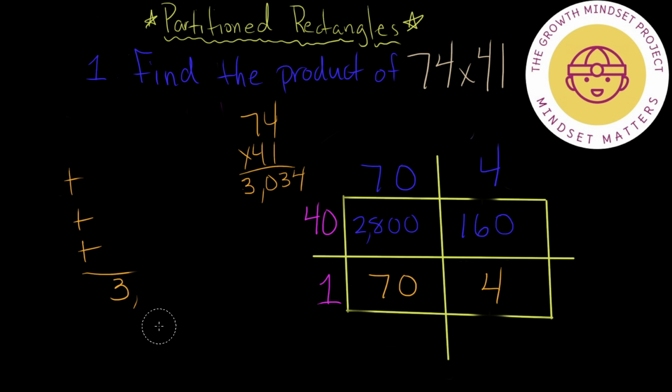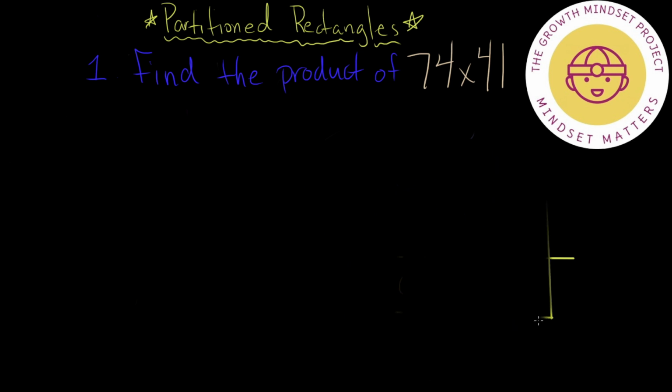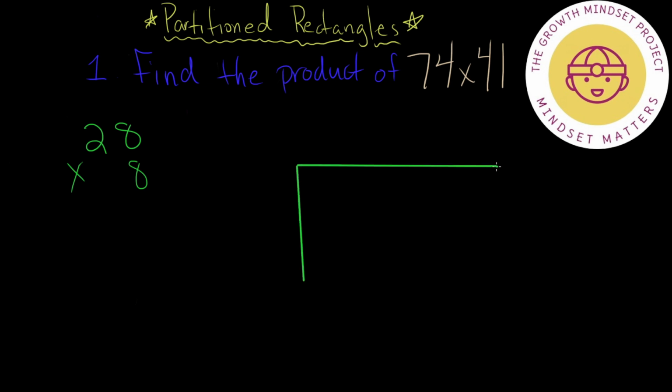Let's do one last one just to double check. Let's go back to a 2-digit by a 1-digit. Let's go back to that. We will do 28 times 8. 28 times 8. No problem. We're going to draw our partitioned rectangle. Okay? No problem. We can do this. We're going to partition it.